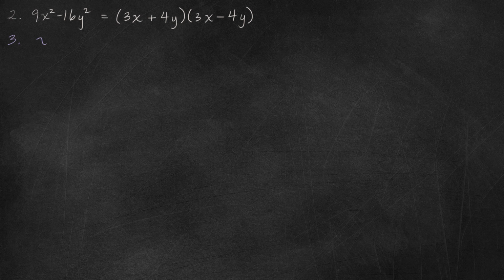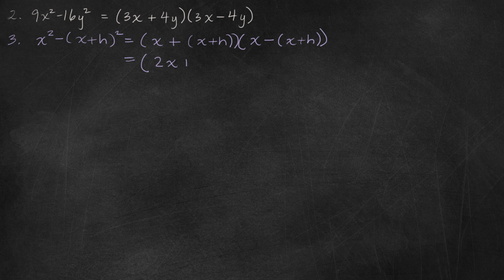Number 3, we want to factor x squared minus x plus h squared. This is also the difference of two squares. So it's x plus, then the square root of x plus h squared is x plus h, and x minus the quantity x plus h. That simplifies. Here we're going to combine like terms, so we have 2x plus h times, and here when we distribute our negative, we're just left with negative h.